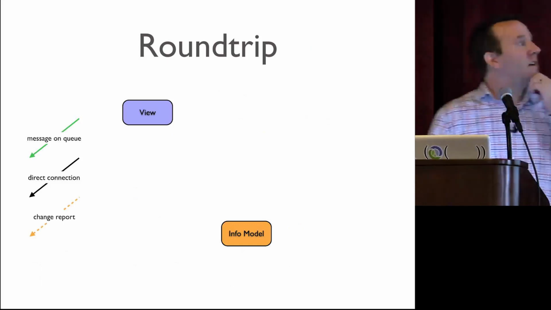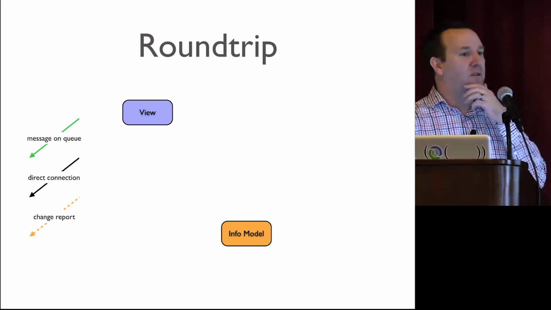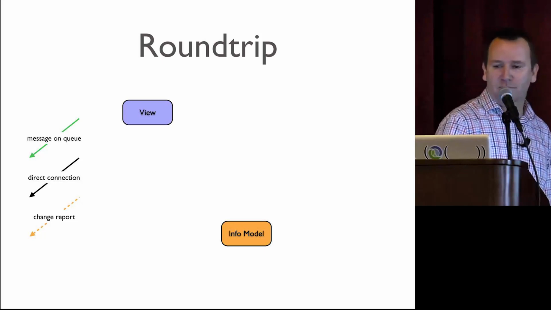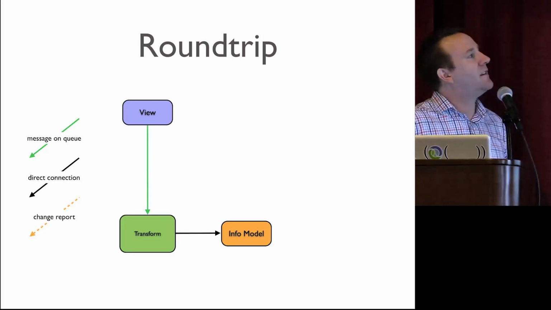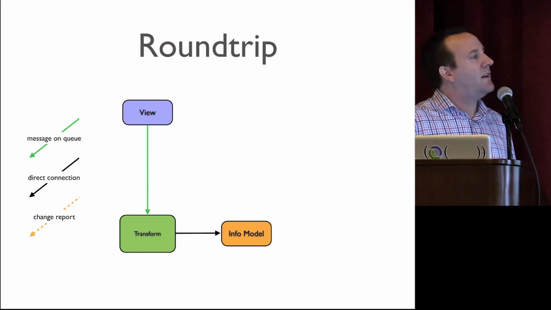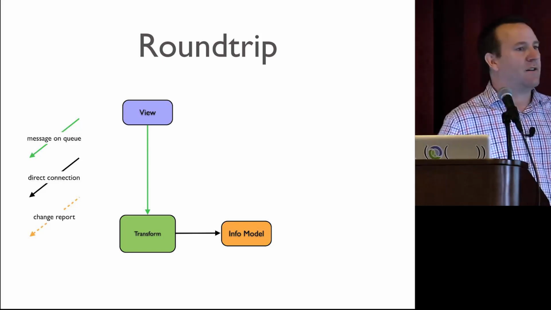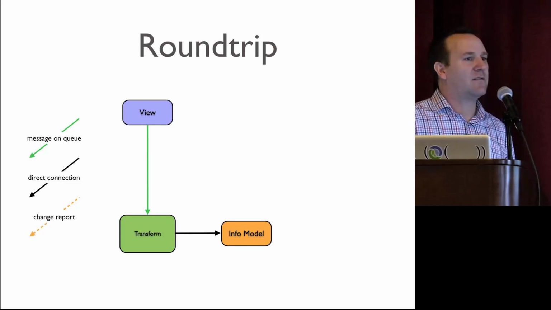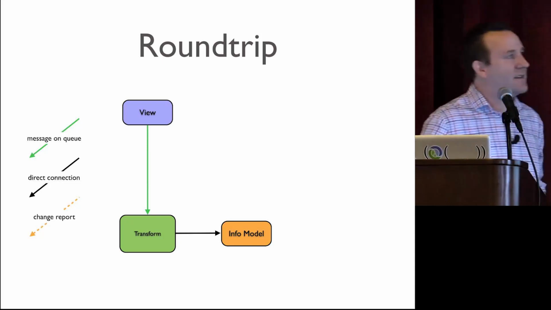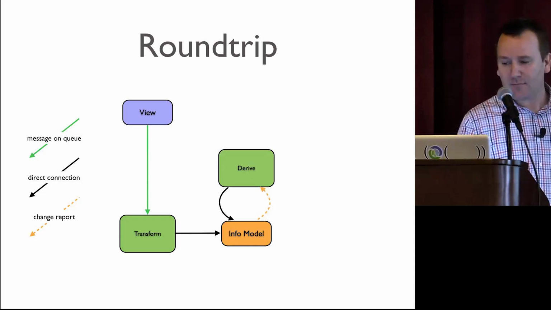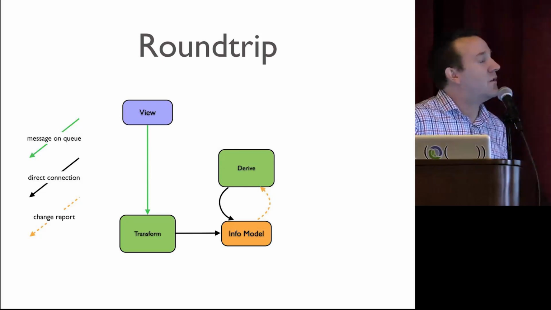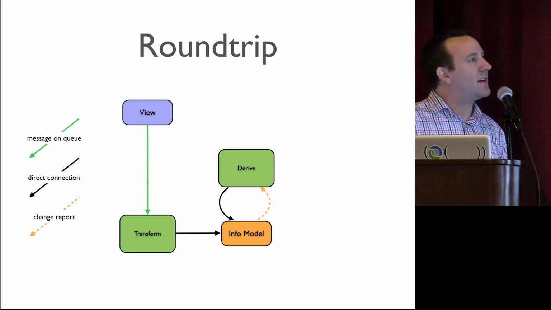So another way to look at this is to think about what a round trip looks like. If something happens in the view, how does that work its way through the system and actually update the view? So again, we have an event, and we have a message on a queue. And then this green box represents finding a function to handle that message. And then the black arrow there is basically taking the return value of that function that we found and using that to replace some part of our information model. And then the info model has changed. So we get a change report, which is the orange dotted line there.